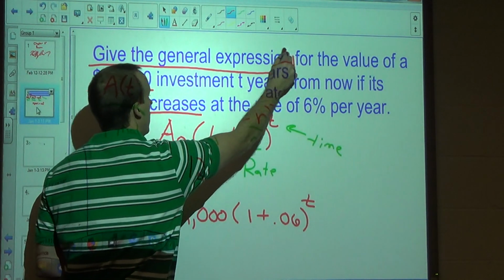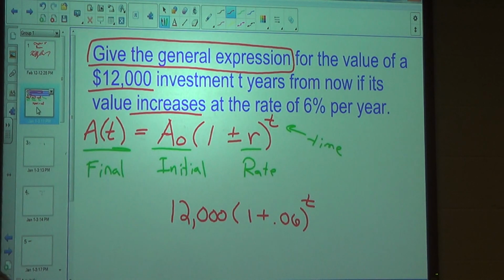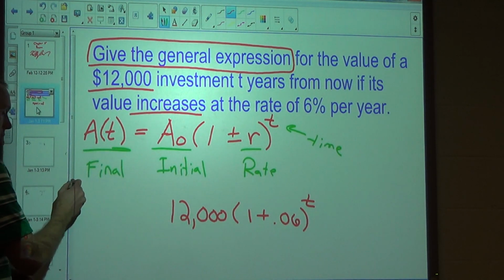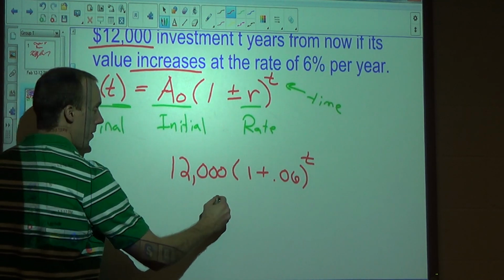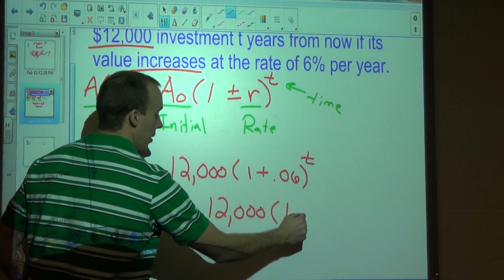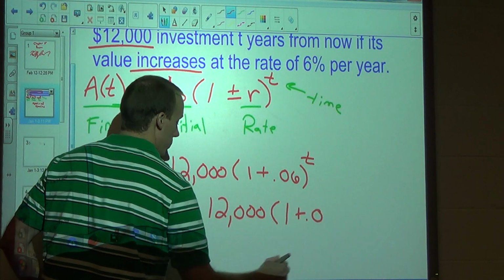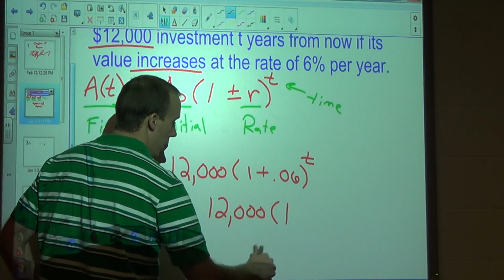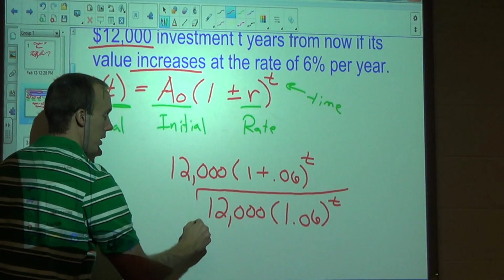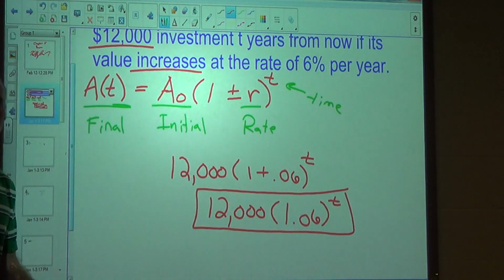And then what does the question ask for me? General expression. Expression is not an equation, it's just an expression. So this is it, except I need to simplify. So how do I simplify that? 12,000, parentheses, Yep, so 1.06. 12,000 times 1 plus, sorry, not 1. plus 0.06, so 1.06 to the T. Okay, and that's all you would do in that problem.